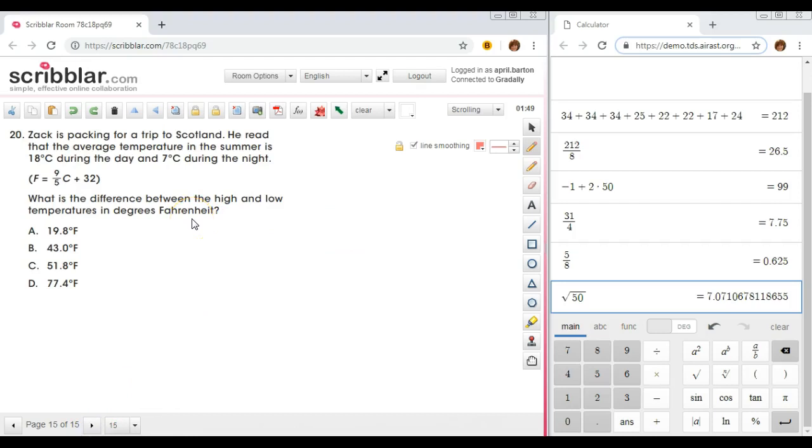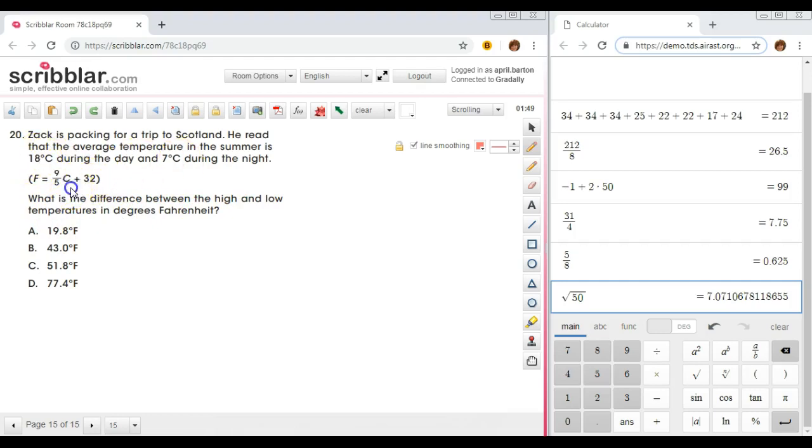And last problem, problem 20. Zach is packing for a trip to Scotland. He read the average temperature in the summer is 18 degrees Celsius, C stands for Celsius, during the day and 7 degrees Celsius during the night. And then it gives a formula. That's the conversion formula they're about to ask you to use. What is the difference between the high and low temperatures in degrees Fahrenheit?